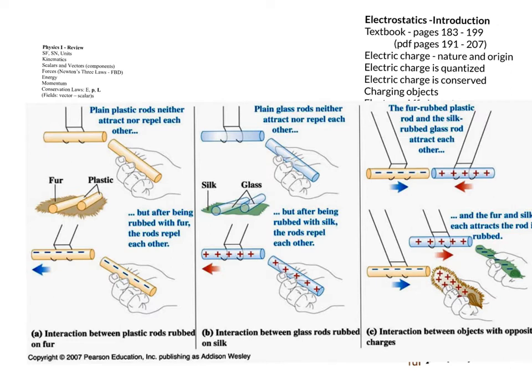Okay, let's walk through these 3 situations. The first one is we have 2 plastic rods. If we hang one up, this is actually what we would do in lab if we had a real lab. But unfortunately, because of COVID, you won't be able to do this in the real lab. So this is important. You take a plastic rod, you hang it up so it's free to move, you bring another plastic rod next to it, there's no response.